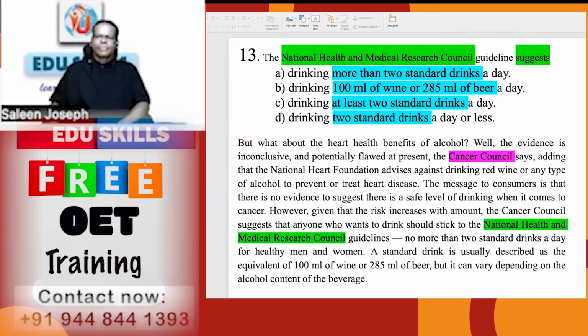The message to consumers is that there is no evidence to suggest there is a safe level of drinking when it comes to cancer. However, given that the risk increases with amount, the Cancer Council suggests that anyone who wants to drink should stick to the National Health and Medical Research Council guidelines, no more than 2 standard drinks a day for healthy men and women. A standard drink is usually described as the equivalent of 100 milliliters of wine or 285 milliliters of beer, but it can vary depending on the alcohol content of the beverage.